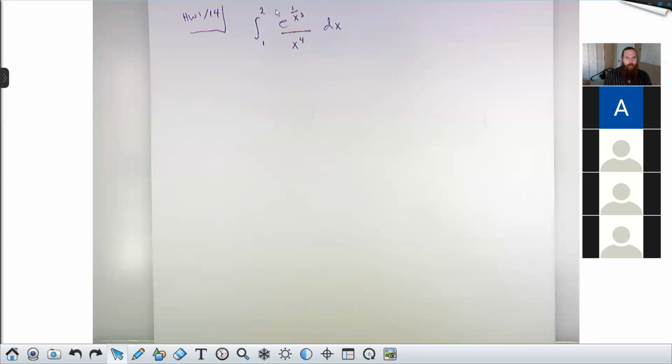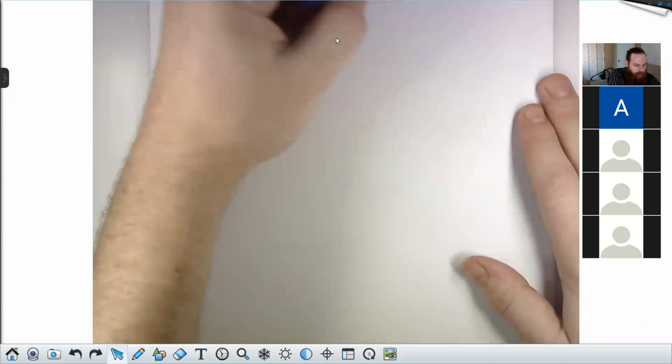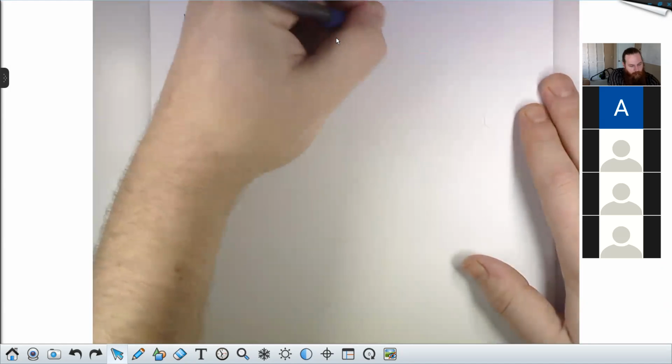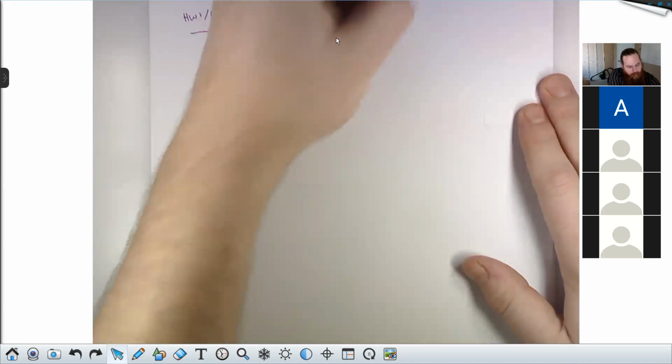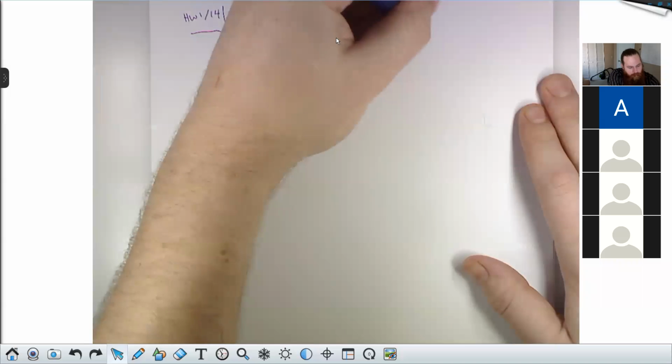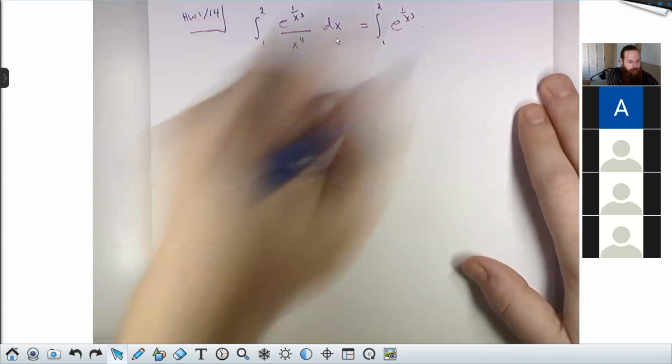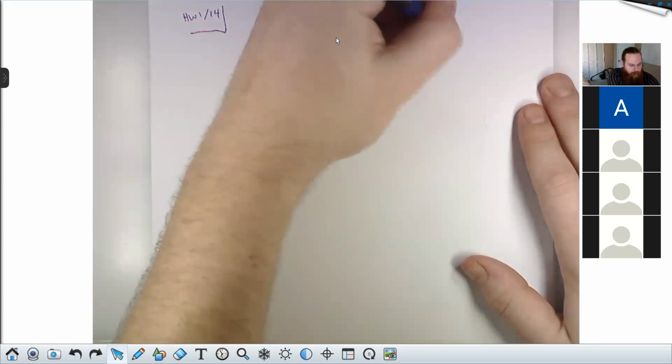So my first thought when I look at this is that I'd like to get rid of this piece. I'd like this to just be a single chunk, just a simple z. So I can try substituting for that. But I should be asking myself whether I have the necessary pieces. I need the derivative of this to be floating around. The only other thing I have is this x to the 4 downstairs. So maybe I'll try rewriting this as the integral from 1 to 2 of e to the 1 over x cubed times 1 over x to the 4, since dividing by x to the 4 is the same as multiplying by 1 over x to the 4.